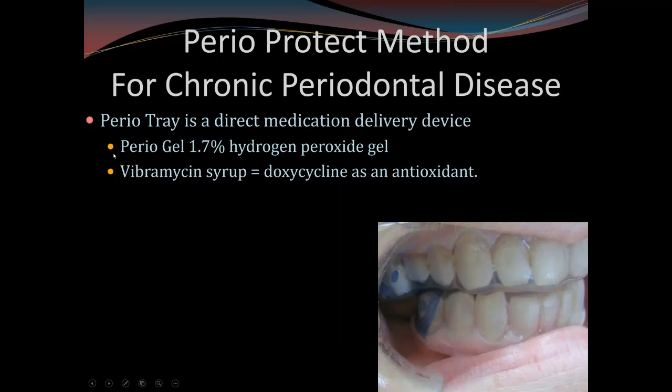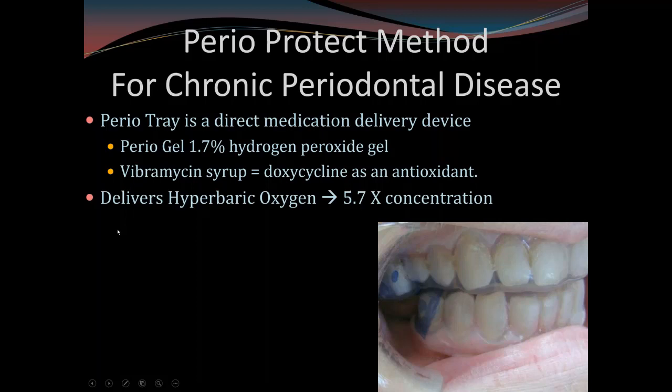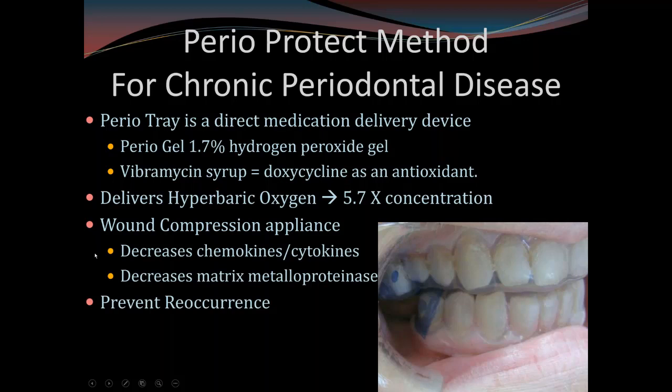So what this system allows you to do is to deliver hydrogen peroxide, perio gel, subgingival and interproximal. You can use the antioxidant properties of doxycycline to control inflammation and augment bone regeneration. It delivers hyperbaric oxygen in about a 5.7 times concentration level. You have a wound compression appliance so that you decrease the edema. You get rid of the matrix metalloproteinases, your chemokines and cytokines, and then you augment healing to reoccur. By utilizing it regularly, it is a prevention method so that that region is only conducive to health and healing. It is not conducive to the reformation of the periodontal pathogens.